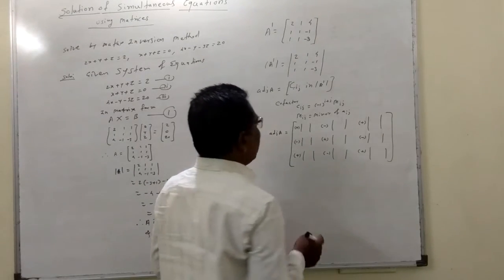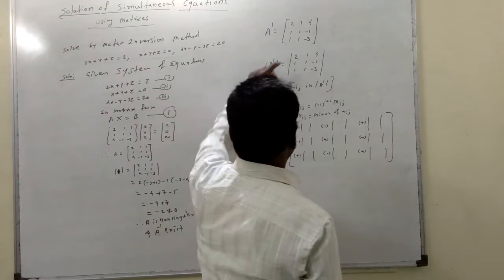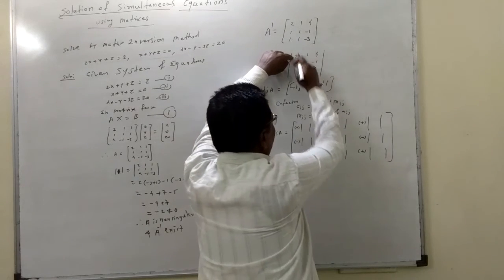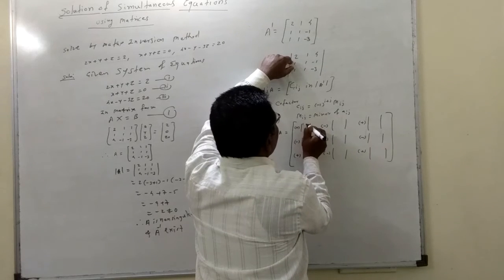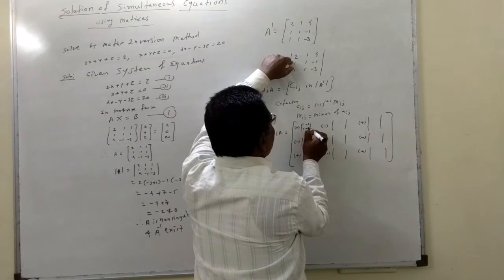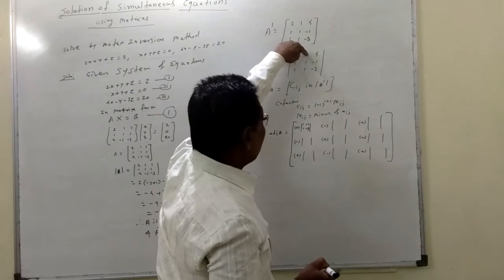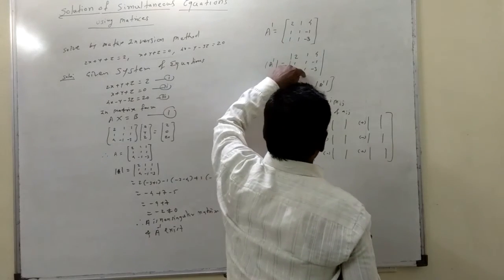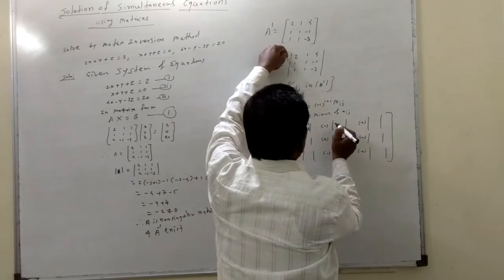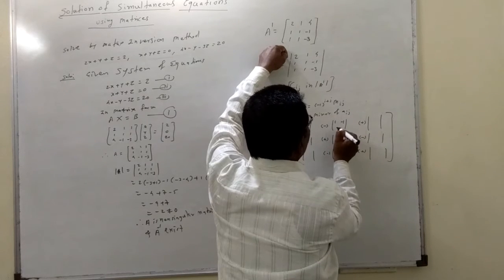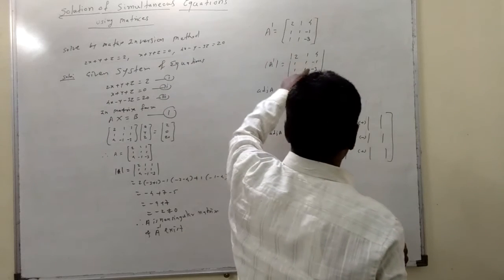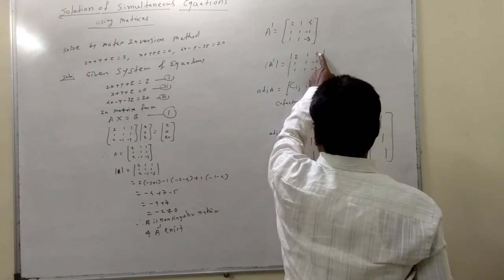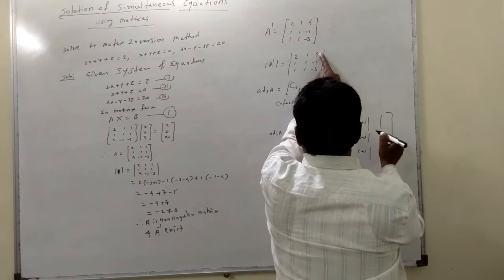Now we fill in the minors. For this element, the row and column get cancelled: first row, first column gets cancelled. So 1 minus 1, 1 minus 3. For the second element, second column, first row gets cancelled. So 1 minus 1, 1 minus 3. While writing the minors, concentrate properly. For the 4 element, 1 1, 1 1.